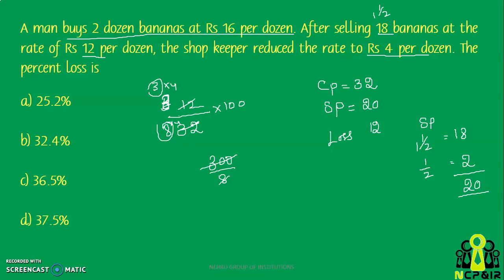So 300 divided by 8. You have 3 times 8, 24. 60 will be there. 7 times 8 is 56. 4, 0. So the answer is 37.5 percent.